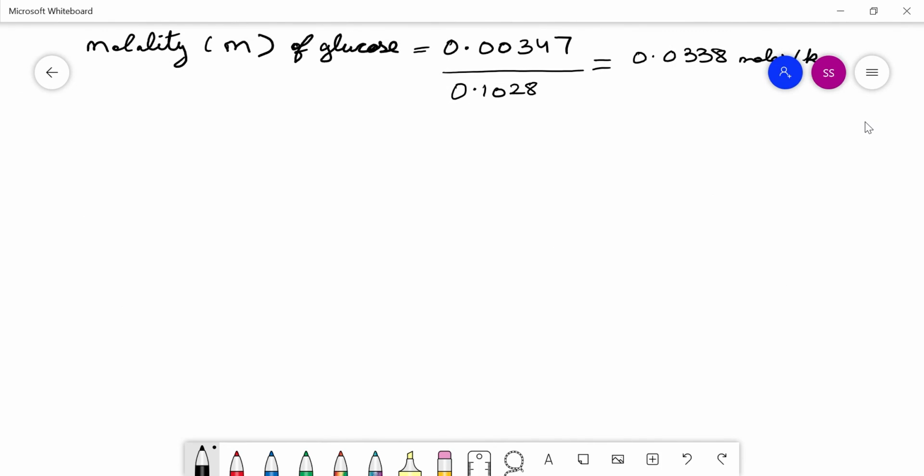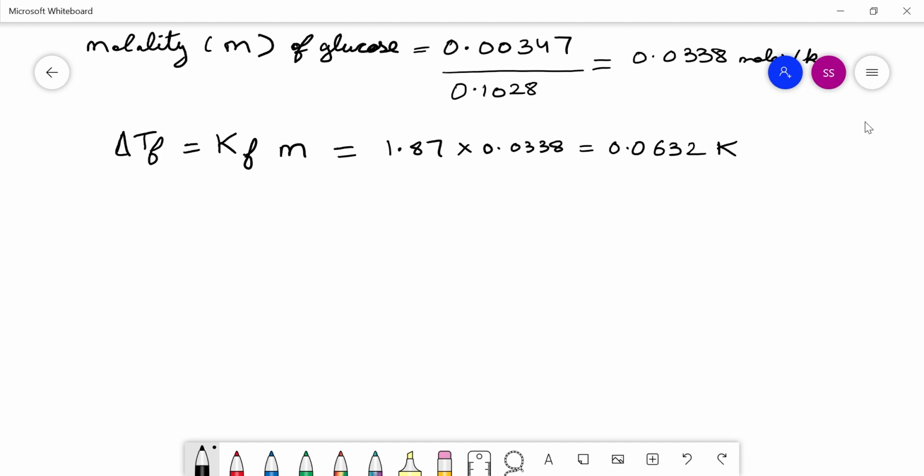इसके बाद हम डिप्रेशन इन फ्रीजिंग पॉइंट डेल्टा टीएफ कैलकुलेट करेंगे जो होगा Kf into molality of glucose, which is equal to 1.87 into 0.0338, जो होगा 0.0632 केल्विन। यानी डिप्रेशन इन फ्रीजिंग पॉइंट है 0.0632 Kelvin.